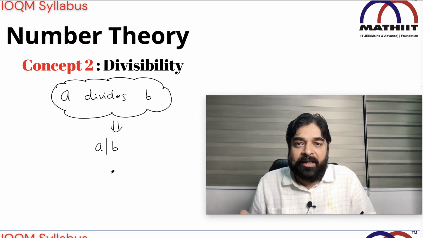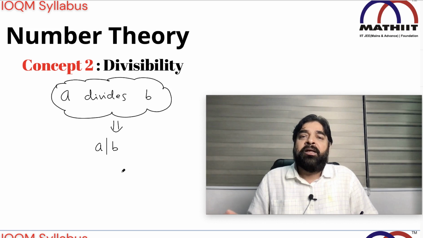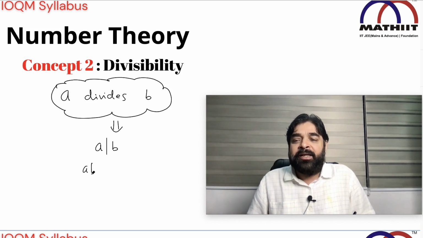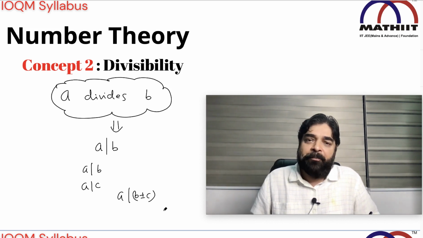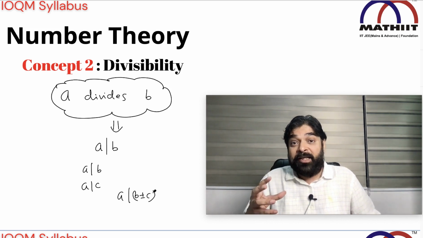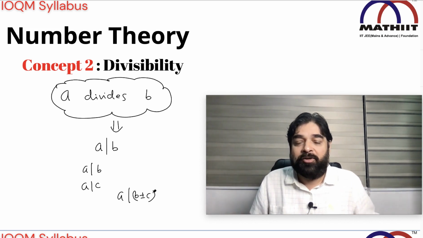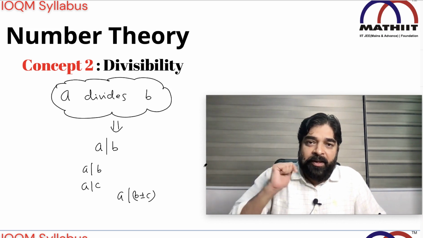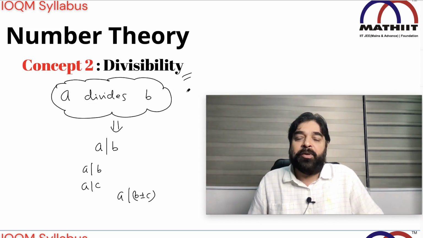This vertical line. This has so many properties. If A divides B, A divides C, then A divides B plus or minus C. So many things will be there. Divisibility lectures I already uploaded last year itself, so it will be there in your description. You can go through it if you did not attend it.